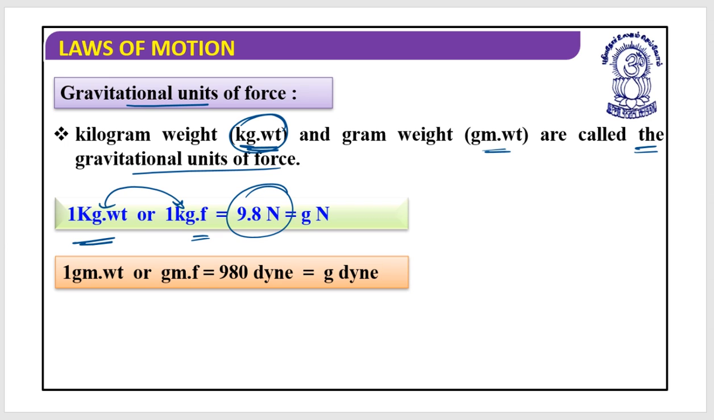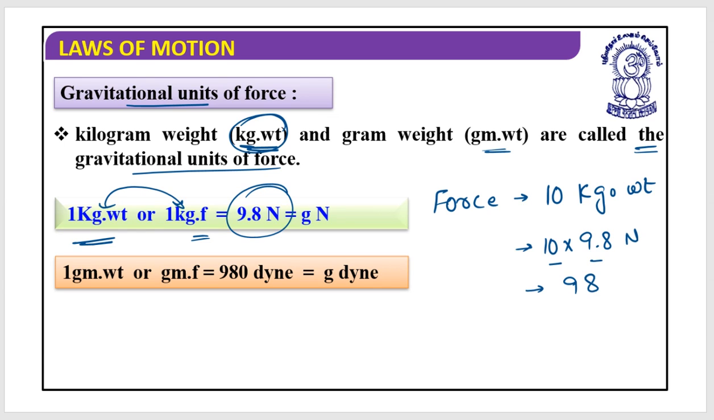So if somewhere I have been given that the force acting on a system is 10 kg weight, first I need to apply that 1 kg weight is equal to 9.8 Newton. So this is equal to 10 into 9.8, which is 98 Newton. This is to be applied. So when they say kg weight, I need to multiply it with 9.8 Newton. Is it clear? Is it clear?